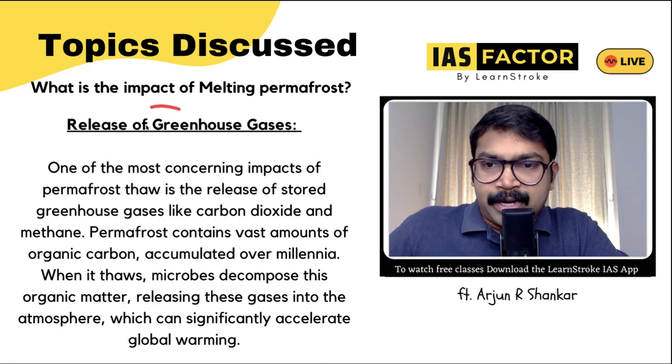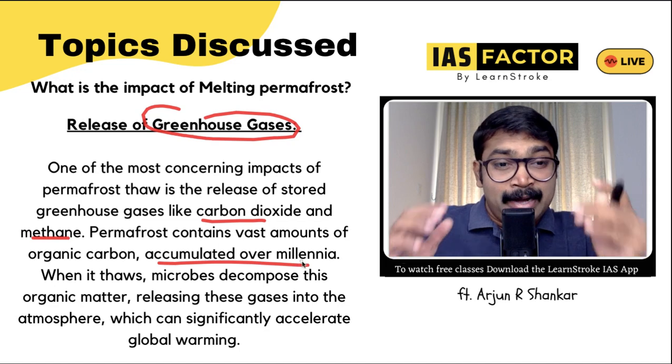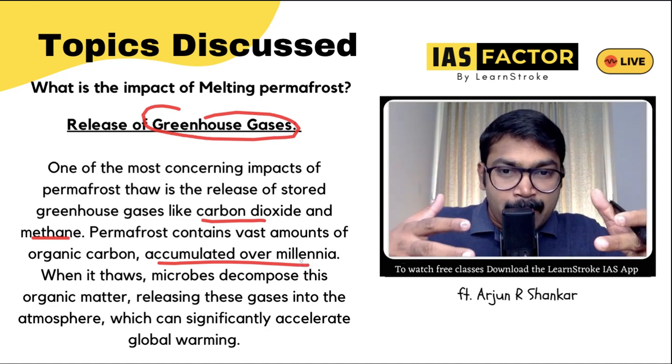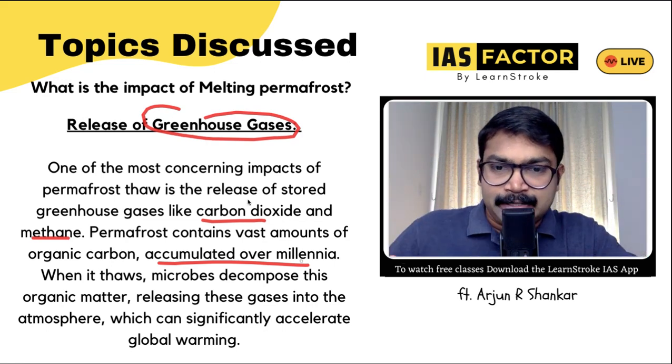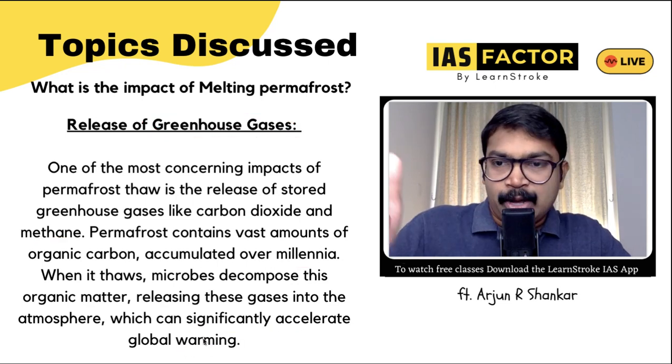So the impact is the release of greenhouse gases like carbon dioxide and methane. It is accumulated over millennia, hundreds and thousands of years, inside the permafrost. Once the permafrost melts, the gases are released. So this can accelerate global warming. Very important point: greenhouse gases.